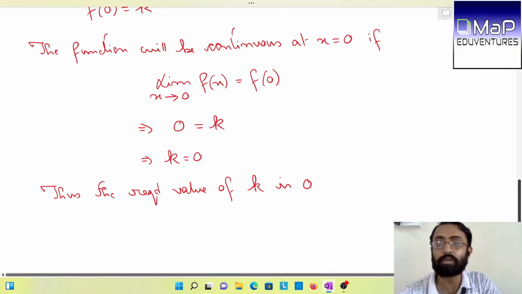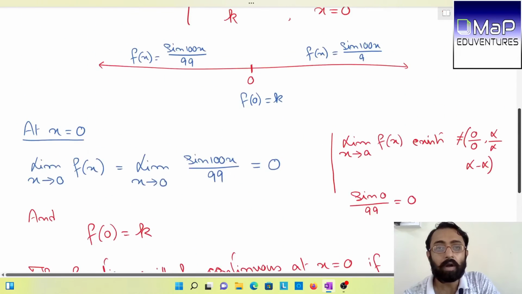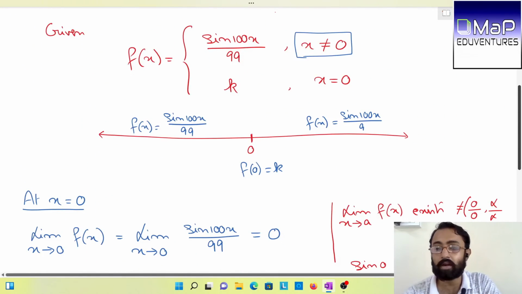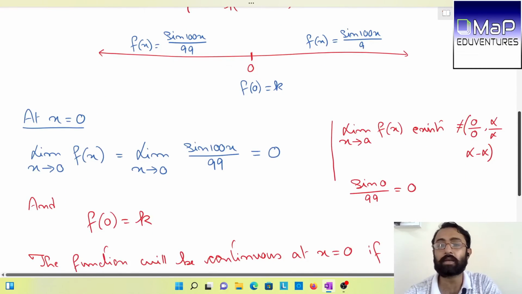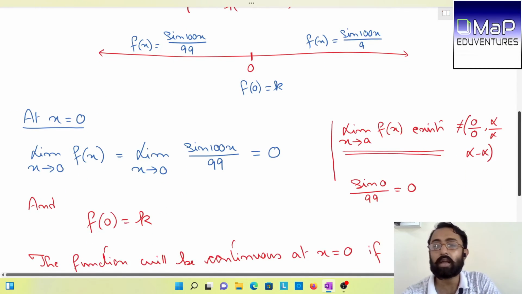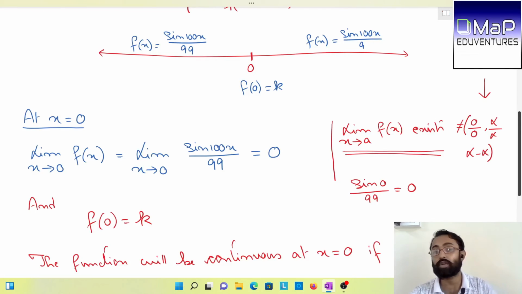So it was a simple question. But I hope the concept is clear, that when you should accept a limiting value and when you cannot accept a limiting value. Here we have no problem accepting it because it is simply sine 0 by 99, which is 0.